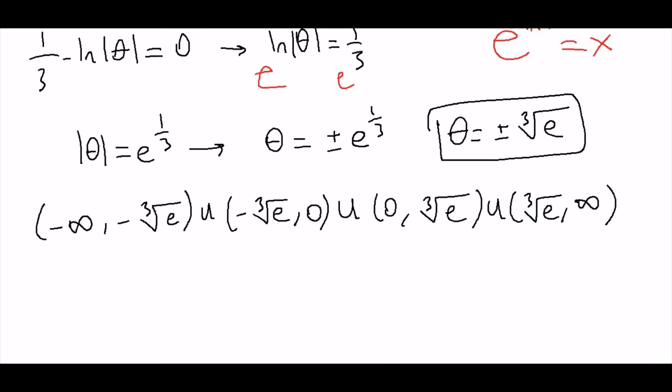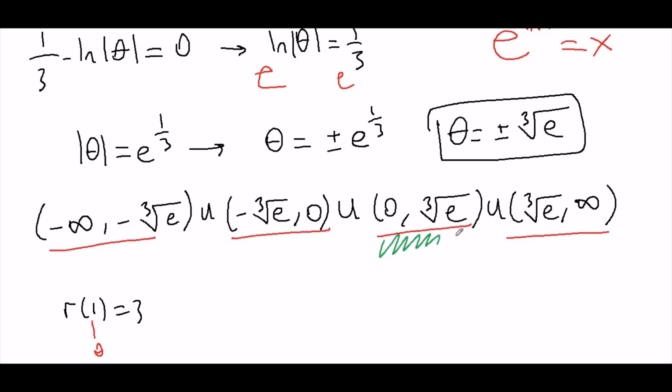Our given initial condition was r of 1 is equal to 3. So our theta value is 1. So we're going to find where 1 falls in these zones. We have 4 zones: zone 1, zone 2, zone 3, zone 4. So our actual zone is here because 1 falls into this zone.